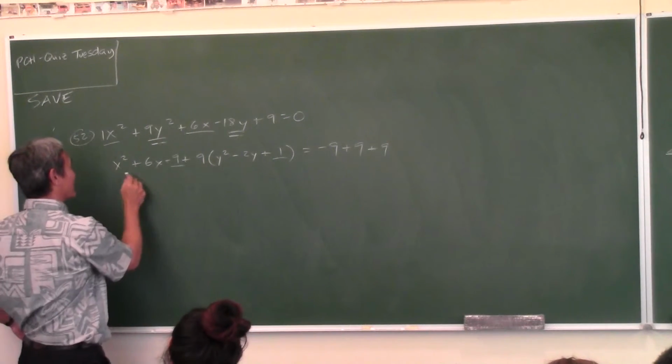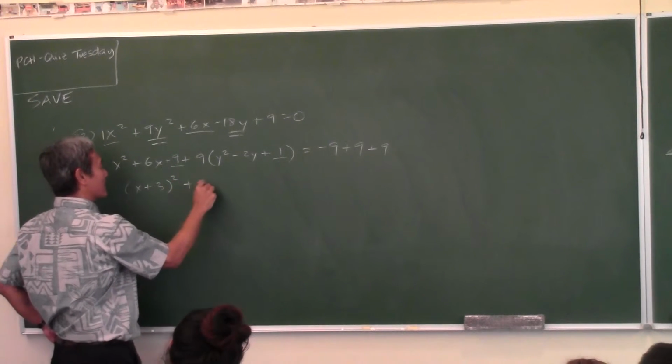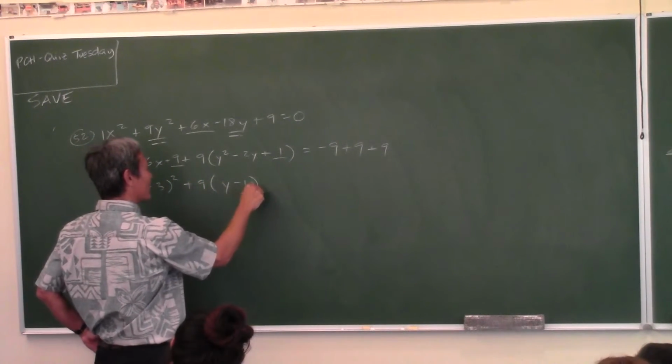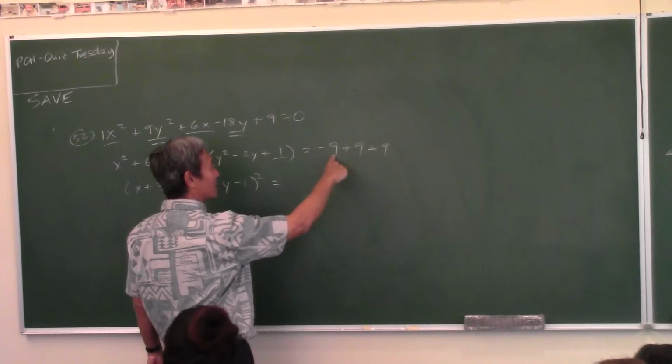Okay, so what do you have so far? You have x plus 3 quantity squared plus 9 times y minus 1 quantity squared equals 9.